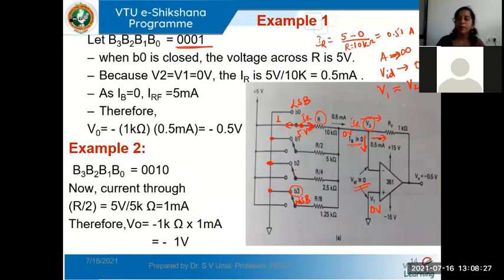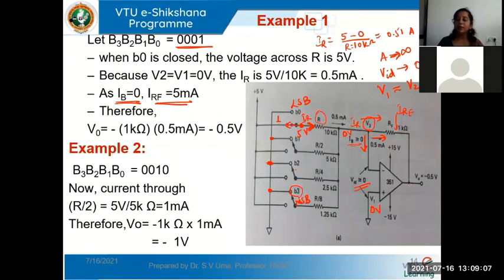So if I consider the current through this resistor as IRF, the value of that current IRF will become 0.5 milliamps, as the current IB which is going into the op-amp is ideally 0. For an ideal op-amp, input impedance is infinity, so no current can flow through that. It's like an open circuit. Even in a practical op-amp, the input impedance is huge, so a very minute current flows through that, which is negligible. So all the 0.5 milliamps can be assumed to flow in this path.